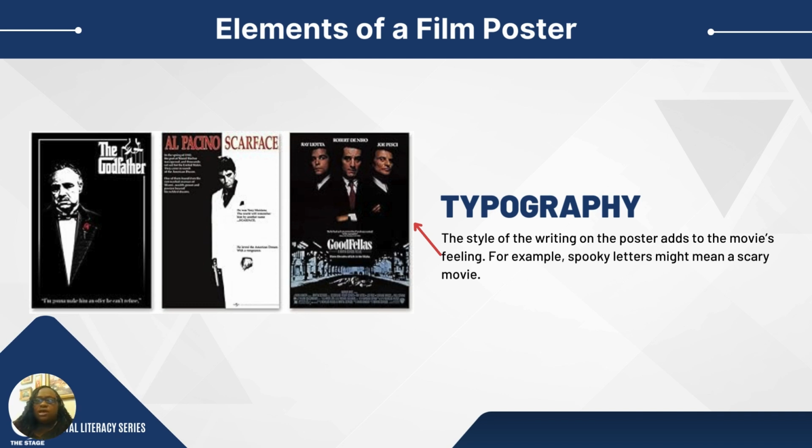Now let's go into typography. We just finished up a lesson about typography where we got to play around with what it looks like. But the role of typography is important. It can convey the film's tone and genre, but it needs to be legible and visually appealing. Now, the style of writing on the poster adds to the movie's feeling. For example, spooky letters might mean a scary movie.